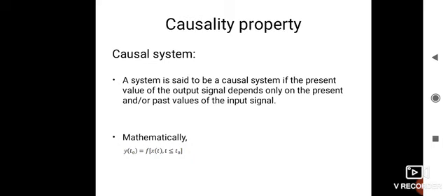But a non-causal system depends on the future value. It may depend on the present value or past value, but it must depend on the future value.